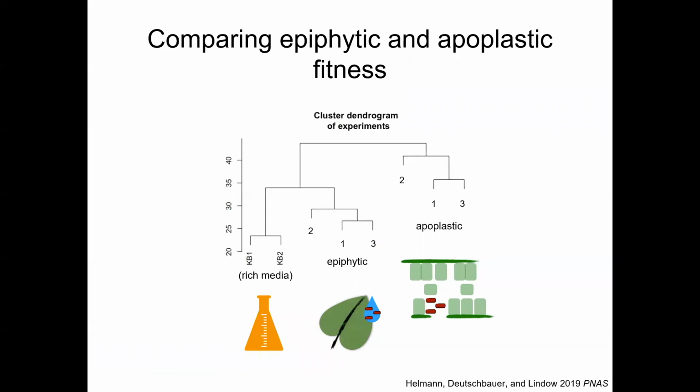For these large inoculations, we generated fitness data for around 4,300 genes in these conditions. So, epiphytic growth and apoplastic growth. The overall clustering of these experiments based on total gene fitness values looked consistent with what we had expected. For each of these plant experiments, they were repeated 3 times with 2 sequencing replicates each.